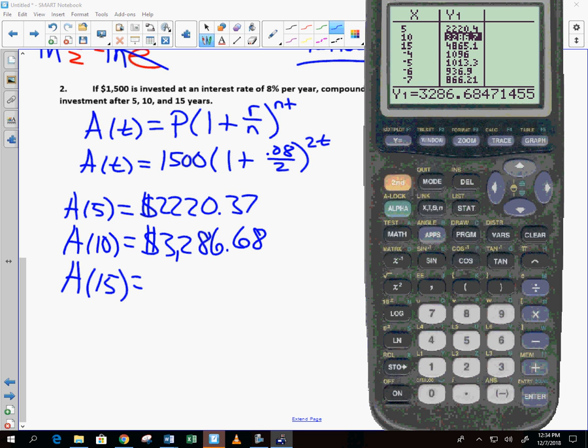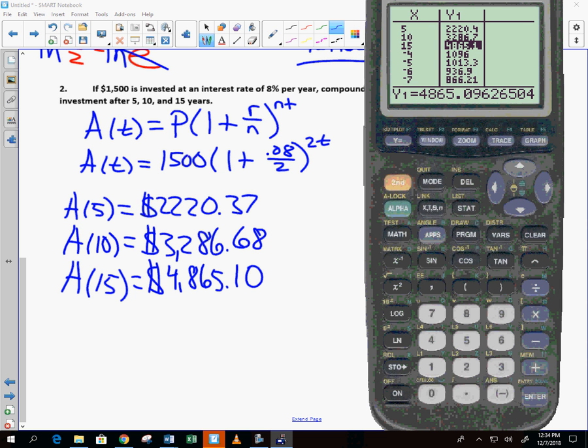The amount after 15 years is 4,865.10. How's that? Is that okay? Can you guys notice what happens here? Between years 5 and 10, it goes up by what? 1,000. But between years 10 and 15, it goes up 1,600, right? Like, the last 5 years were better than the first 5, right?